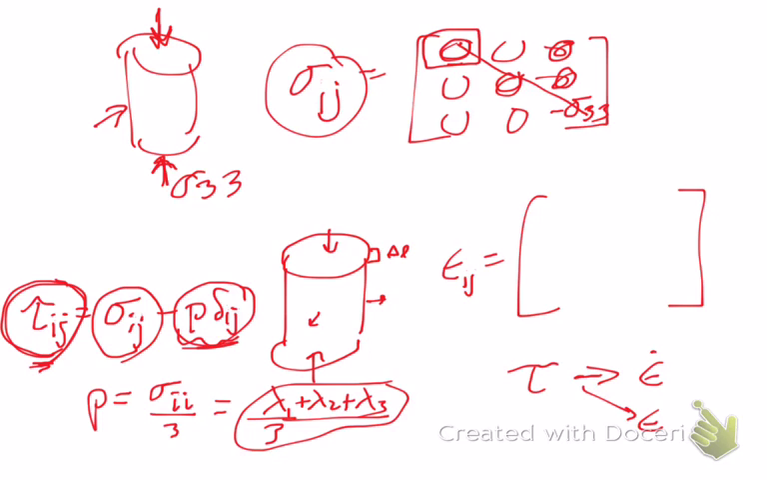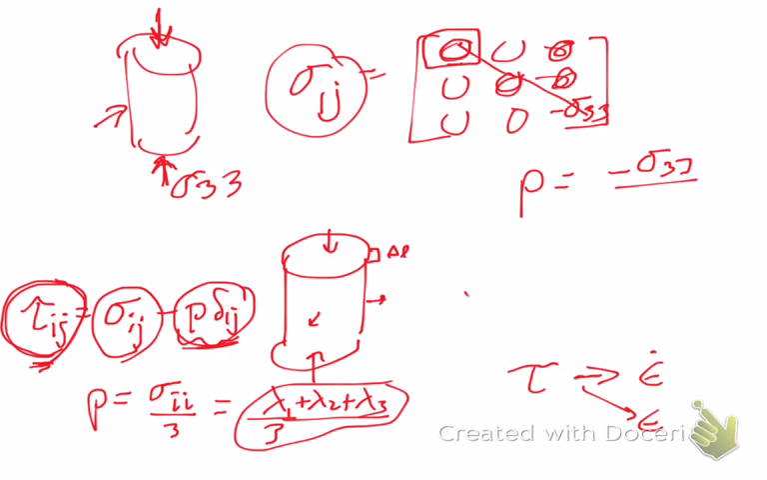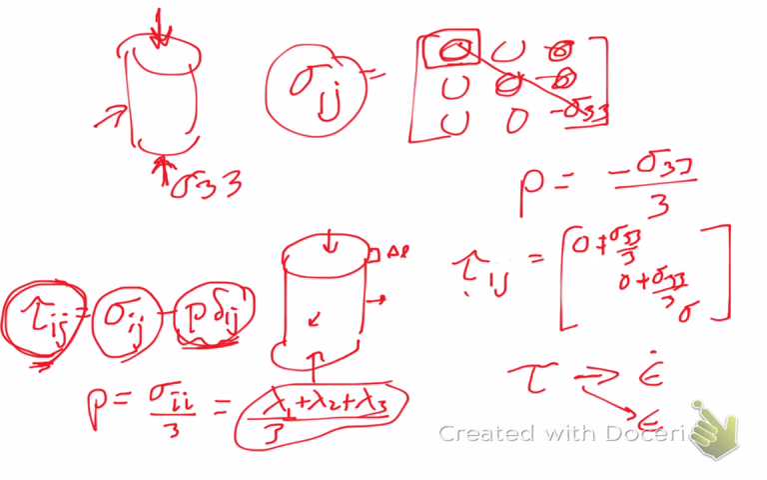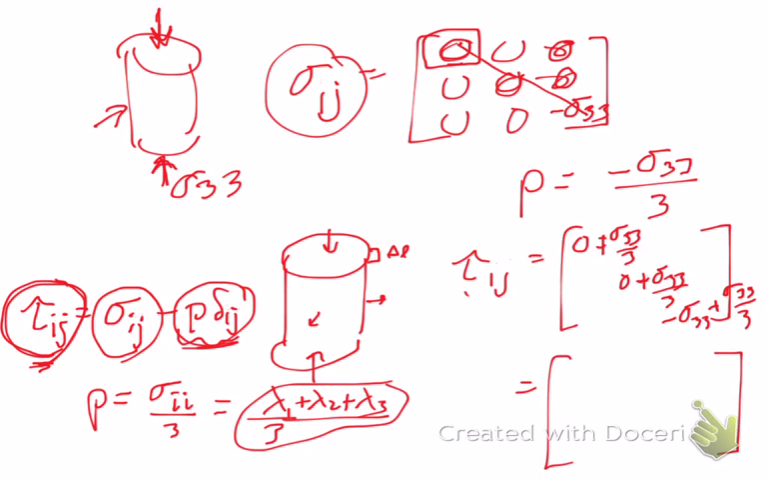So let's walk through it the rest of the way here. What is our P here? Let me get rid of this for the moment. P equals the trace, negative sigma 3 divided by 3. So if we subtract P, our tau equals 0 minus sigma 3 over 3, oops, sorry, it's plus. So plus, and then 0 plus sigma 3 over 3. And here we have sigma 3 minus sigma 3 plus sigma 3 over 3. That's all scribbled in there. Which means that our tau equals sigma 3.